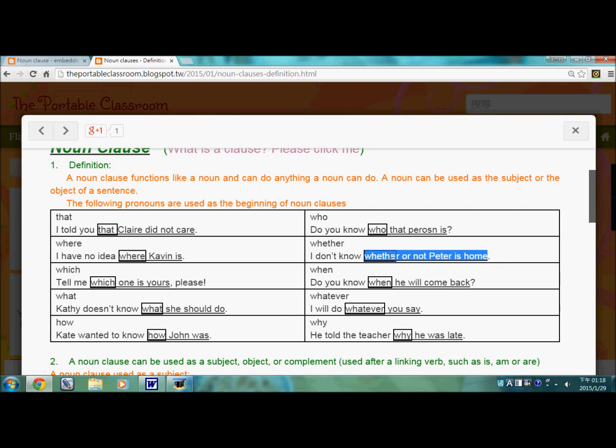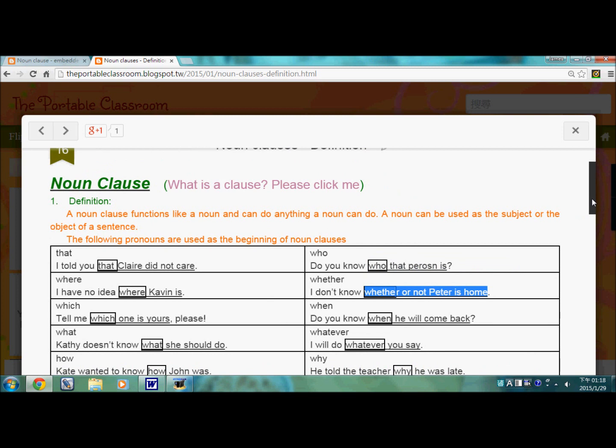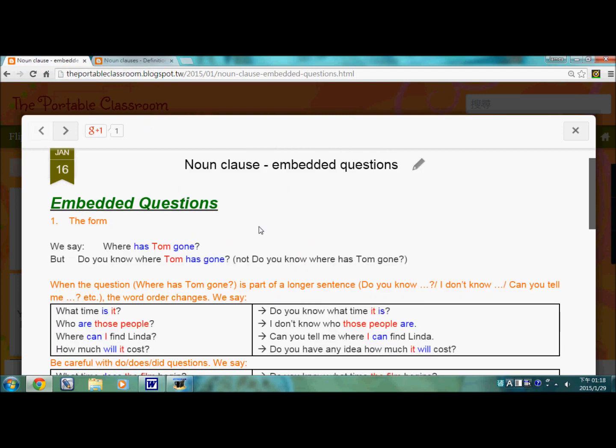So you know that noun clauses, including embedded questions, can be used as objects. It can also be used as a subject. So remember that a noun clause is a clause that is used as a noun. And a noun can be a subject or an object in a sentence. Okay, let's go back to the embedded question.